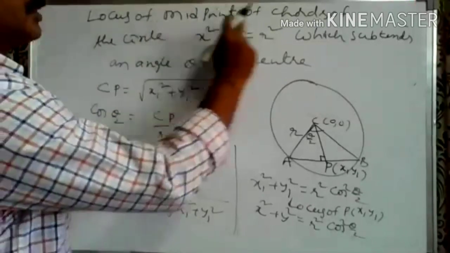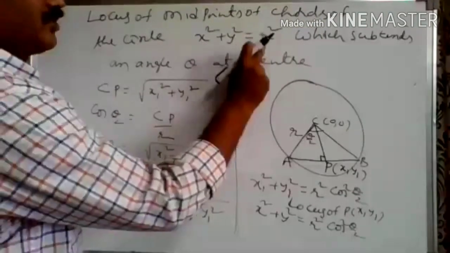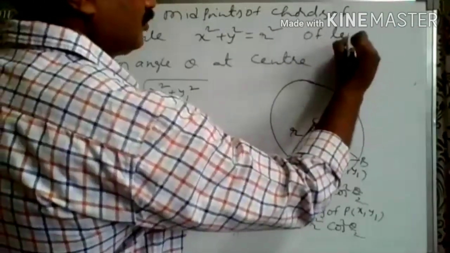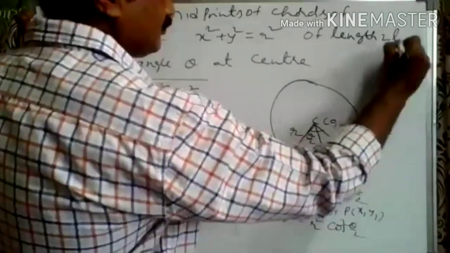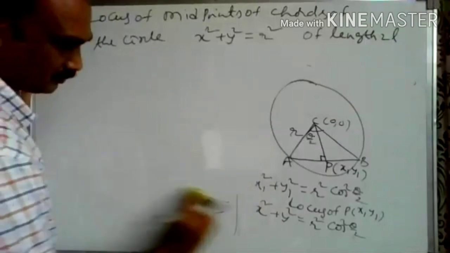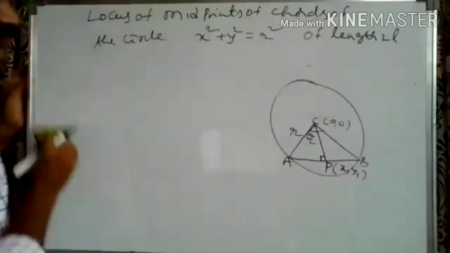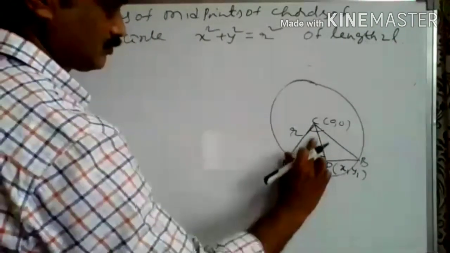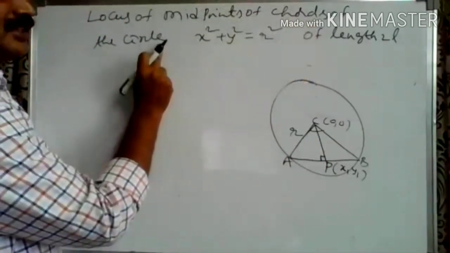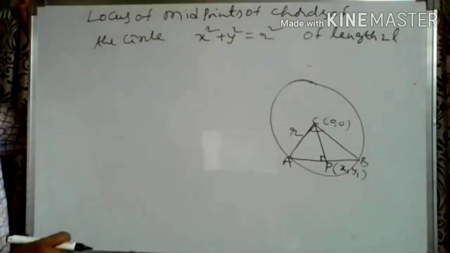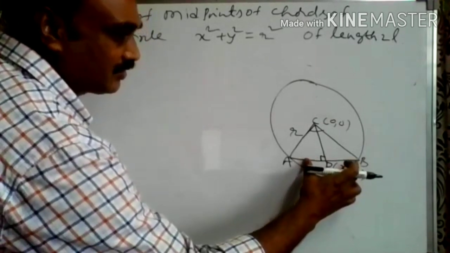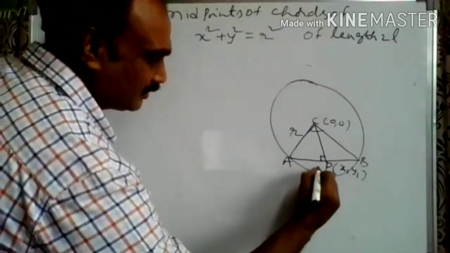Next concept: locus of midpoints of the chords of the circle x square plus y square equal R square of length 2L. So here the length of the chord is 2L. This is L, this is L.